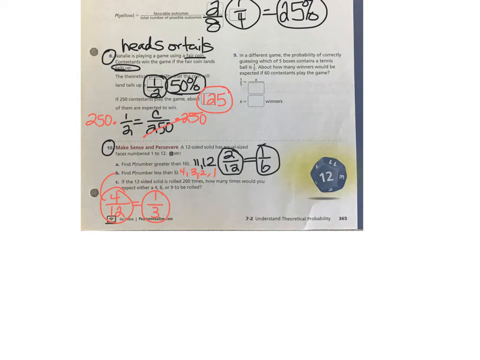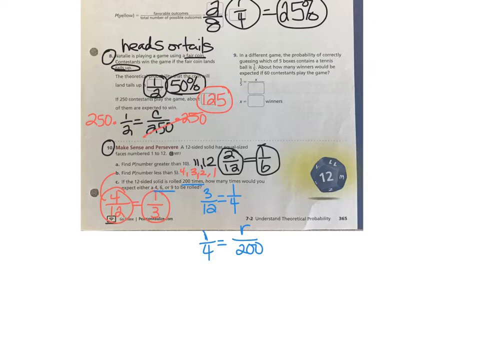And letter C, if the 12-sided solid is rolled 200 times, how many times would you expect either a 4, 6, or 9 to be rolled? Well, the chances of getting a 4, 6, or a 9 are 3 out of 12, which is 1 out of 4. So now I'm going to solve the proportion that says how many times am I going to roll a 4, 6, or 9 out of 200.